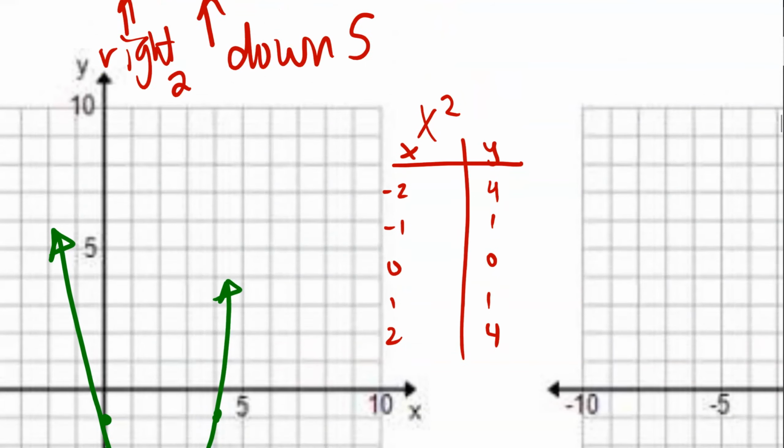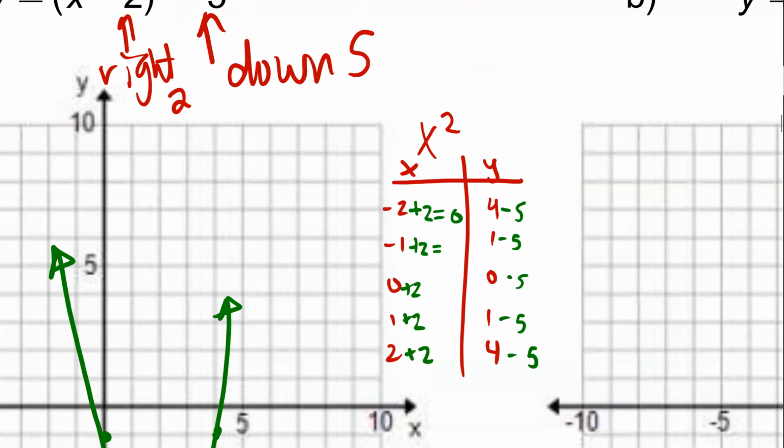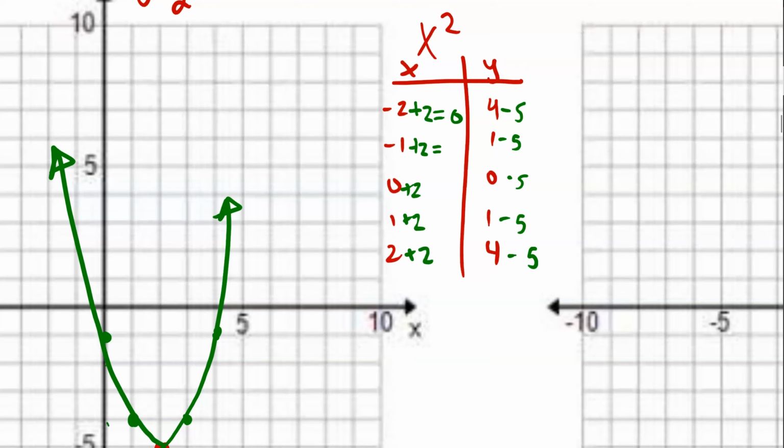So I said that I'm going to the right by 2. So I'm literally going to be adding 2 to all of my x coordinates. And I said I'm going down 5, so I subtract 5 from all of my y coordinates. Wait, so why are you adding 2 instead of subtracting? Because I'm going to the right by 2. So all of my x's are now shifting to the right by 2. So I'm adding 2. What used to be at 0 is now at 2. What used to be an x of 0 is now an x of 2.